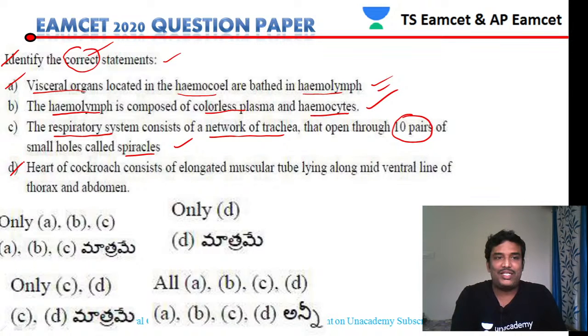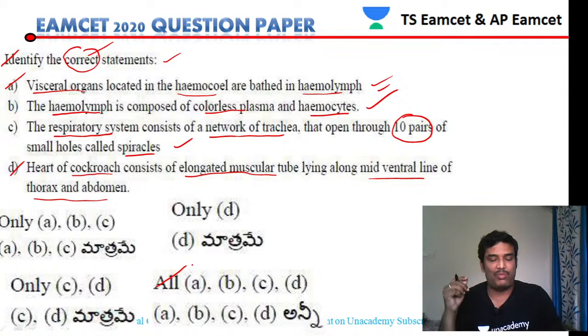Then statement 4: the heart of the cockroach consists of an elongated muscular tube lying in the mid-dorsal line of the thorax and abdomen. This statement is also correct. So all the statements are correct, students.